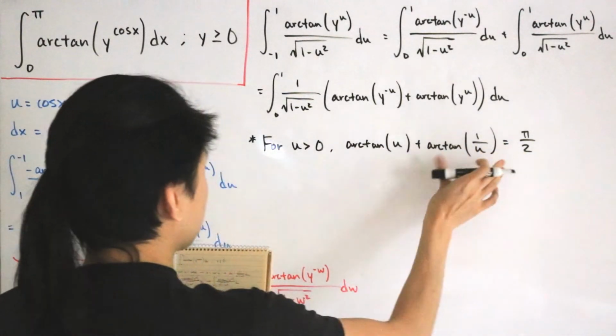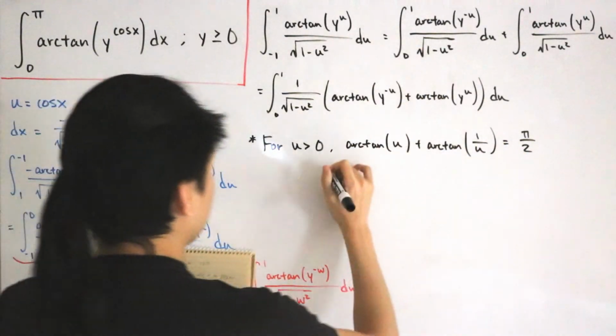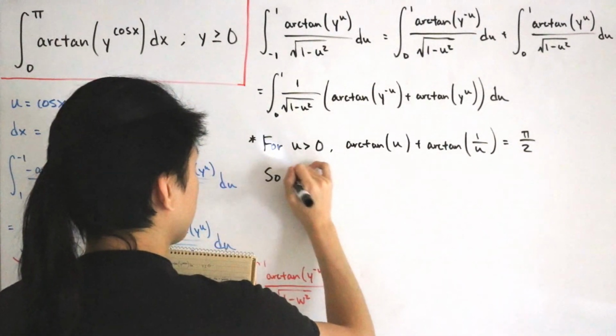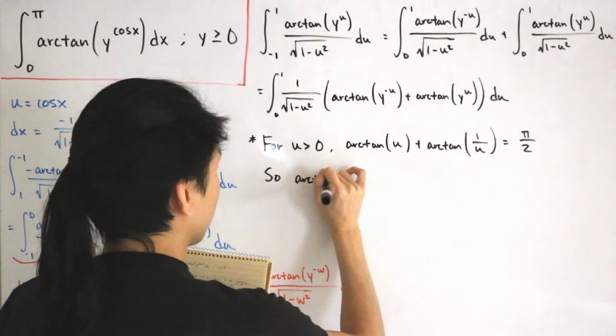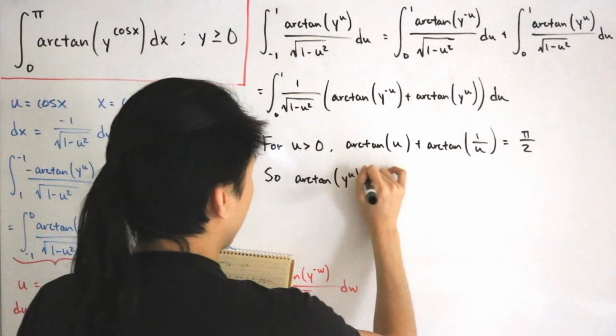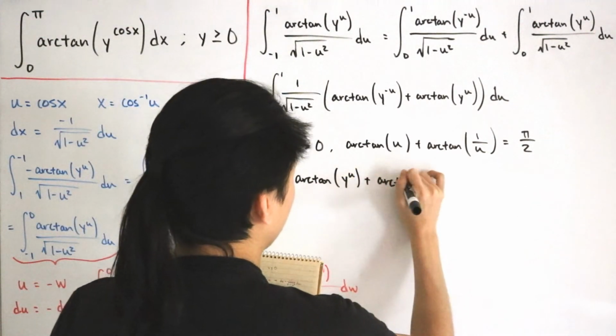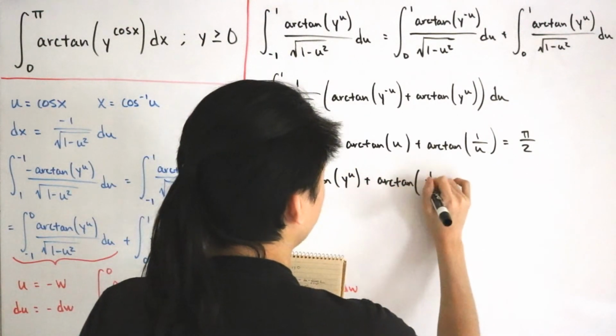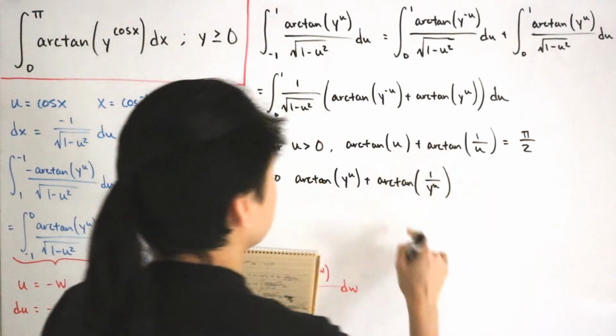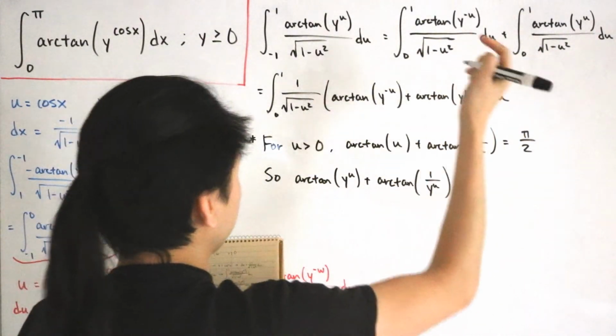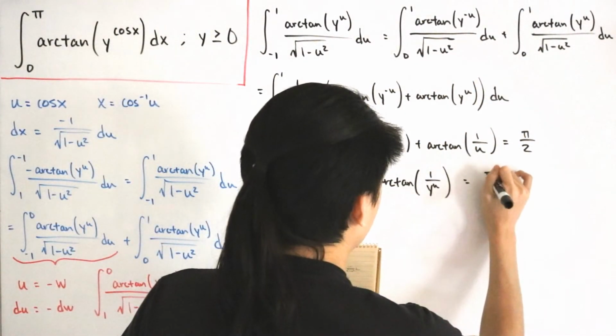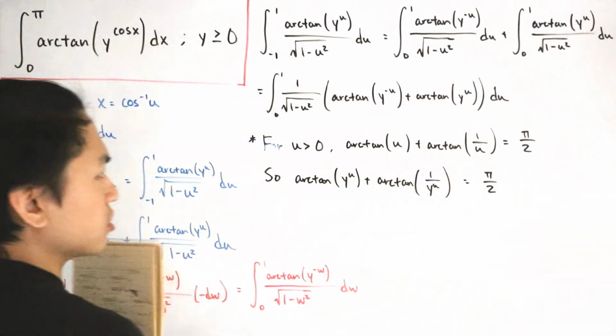So with this identity, now we can actually just plug this input back in. And so that would have to mean that arctan of y to the power u, added with arctan of 1 divided by y to the power u, which is the same thing as y to the negative u, so that's fine, is going to equal pi divided by 2. And so we're actually just about almost done.